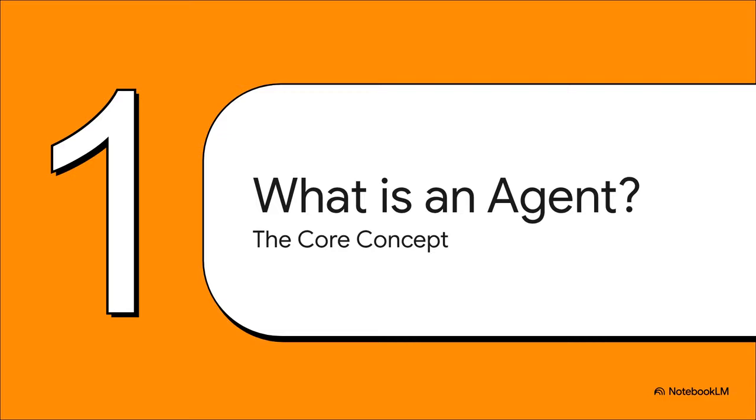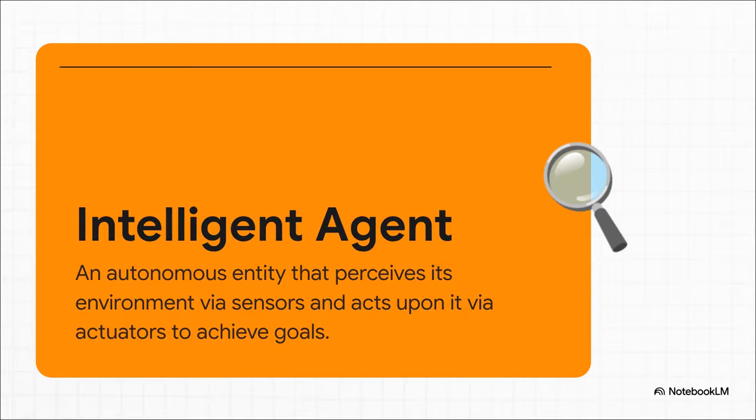So, first things first, we got to get this down. What is an intelligent agent anyway? Because this is the concept that ties all of this amazing technology together. Okay, so in plain English, an agent is just anything that can look at the world around it and then do something to change that world.